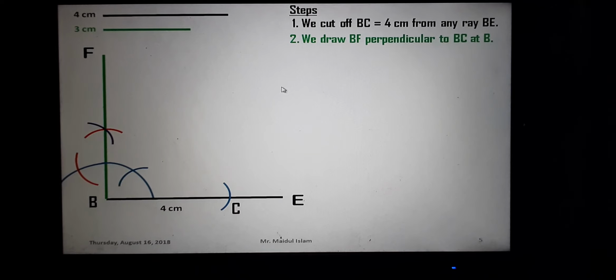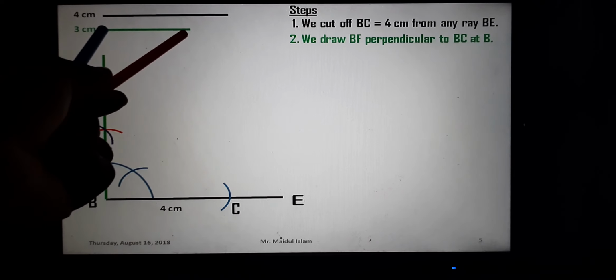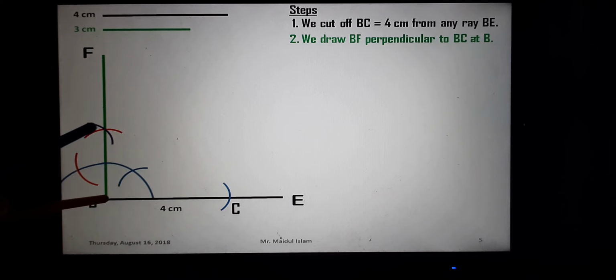Now see, my dear students, what we have to do? It's very simple. Take a length of 3 centimeters, and after that, centering B, we will cut this point. Now this point will be A. So BA will be equal to how many centimeters? Can you tell me? Yes, BA will be 3 centimeters.